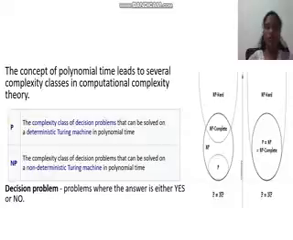If these kinds of decision problems can be solved using a deterministic Turing machine in polynomial time, then we call that class of problems P complexity problems. Another category is NP complexity problems. In NP decision problems, they can be solved using a non-deterministic Turing machine, again in polynomial time. We'll discuss this in detail.